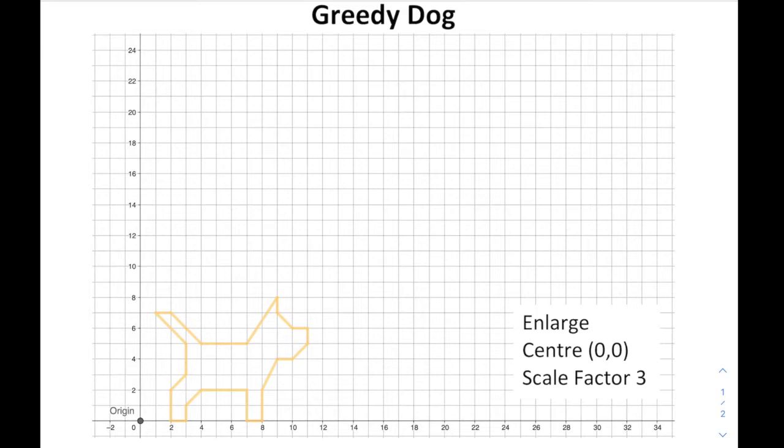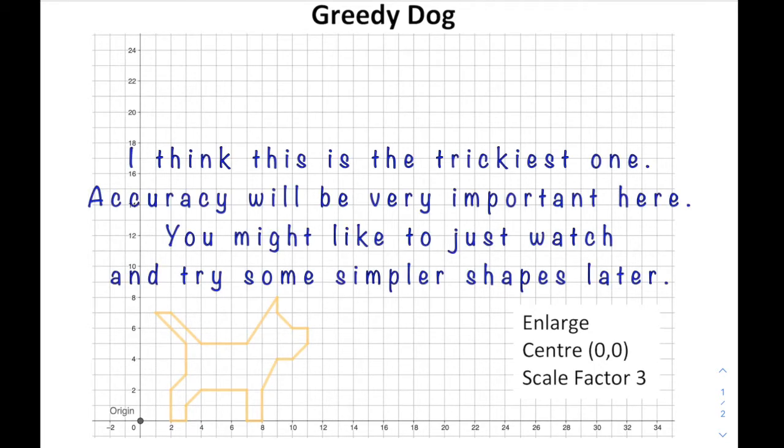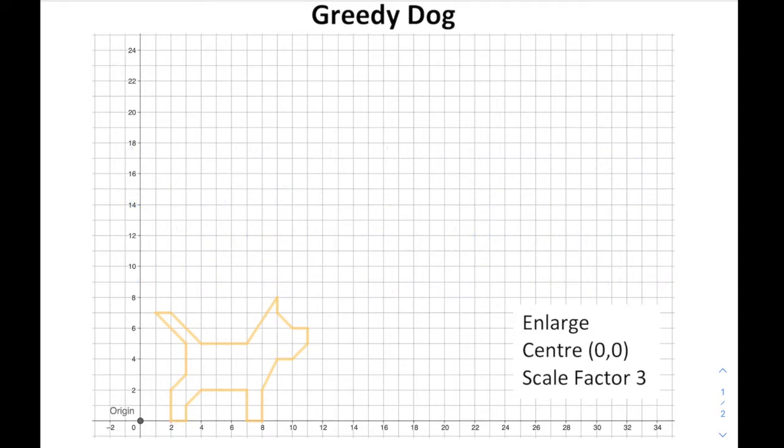This worksheet can be found on the second half of the worksheet you printed off earlier, and we're going to enlarge the dog by scale factor of 3, center 0, 0. I think this one's quite tricky if you are going to use the center of enlargement, so watch carefully, or you could just go straight to Geogebra and do some simpler shapes.